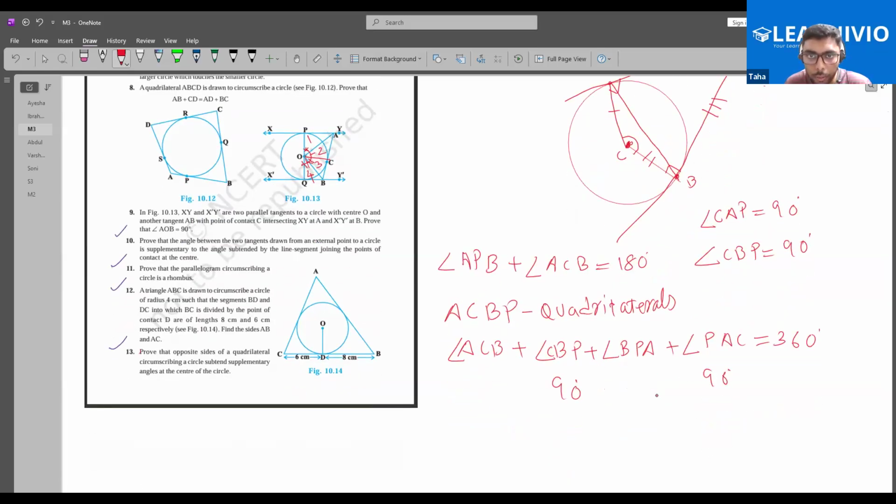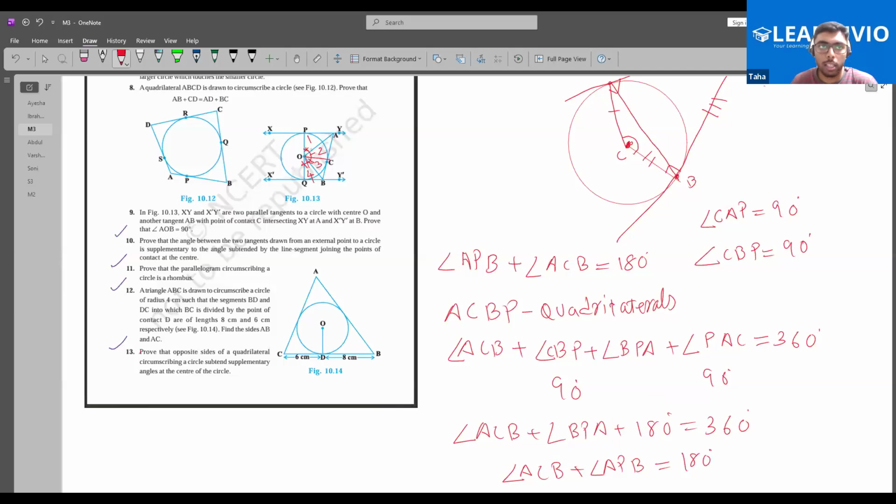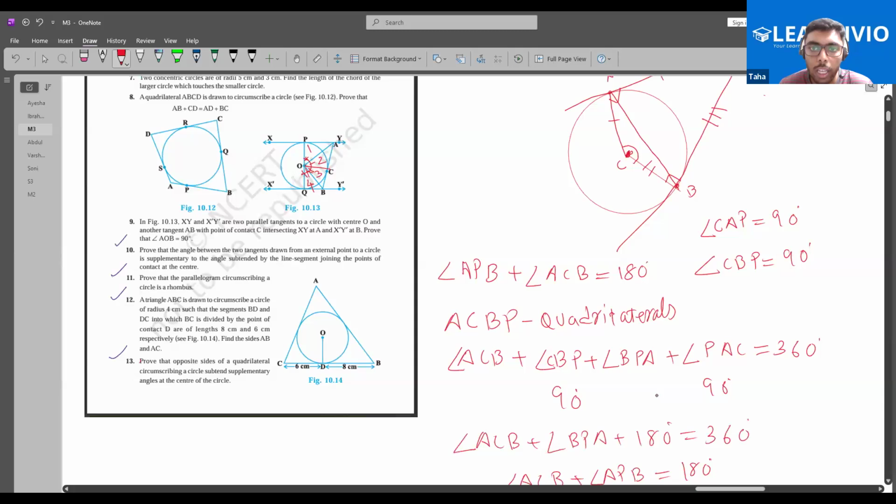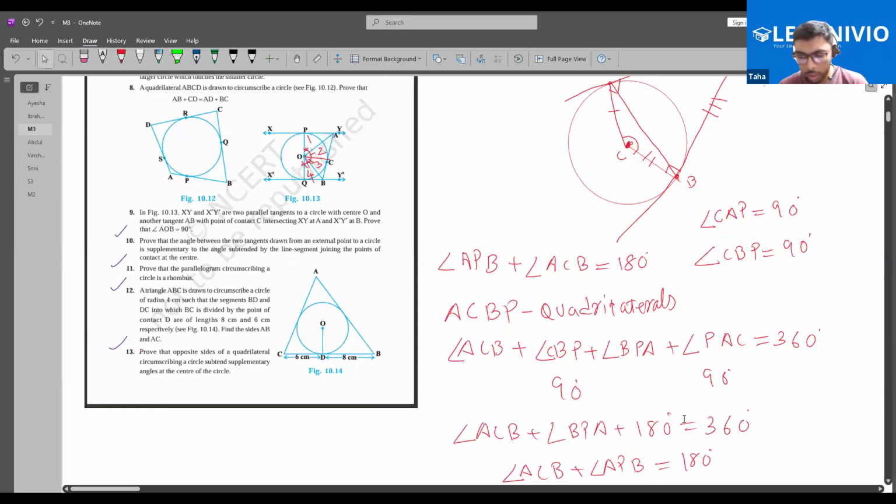So angle ACB plus angle BPA plus 180 is equal to 360 degrees. That would give us angle ACB plus angle APB is equal to 180 degrees. This is the answer. That's it. There is nothing else to this question apart from understanding this simple language and solving it. Any doubts in this? Awesome. No? Okay. Let's move to question number 11.